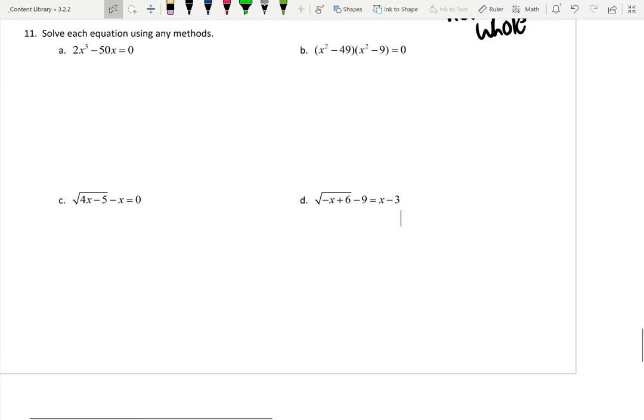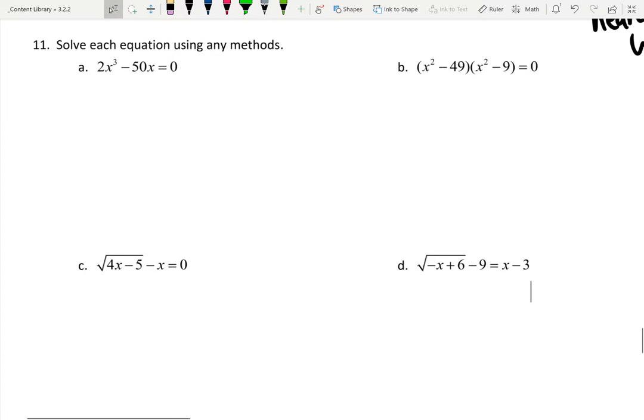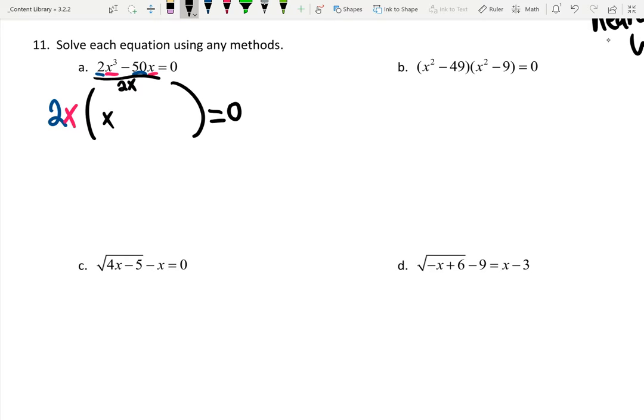Looking at A, I notice how everything on the left side is equal to 0. So the first thing I'm automatically going to do is factor. I look at the numbers and the variables, and I see a factor of 2, and I see an overall term of x, or x to the first power. Now I have to do the reverse of the distributive property and essentially divide the whole thing by 2x, leaving me with x squared minus 25.